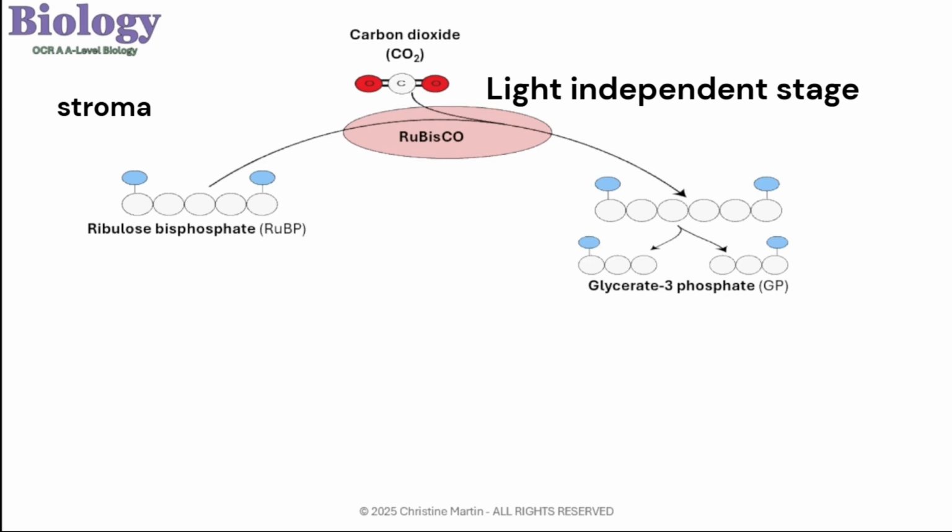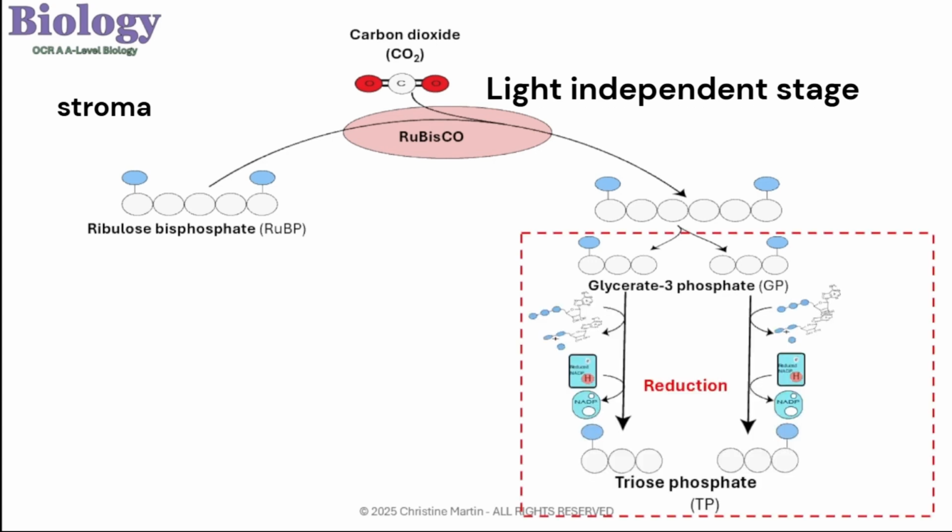Due to the instability of the 6-carbon intermediate, it immediately splits into two 3-carbon molecules of glycerate 3-phosphate, also known as GP. Now, each GP molecule is converted into a triose phosphate. This conversion requires 1 molecule of ATP and 1 molecule of reduced NADP. During the process, reduced NADP is oxidized, therefore regenerating NADP so it can return to the light-dependent reaction to accept further electrons and hydrogen ions.